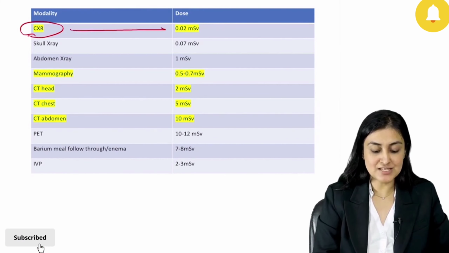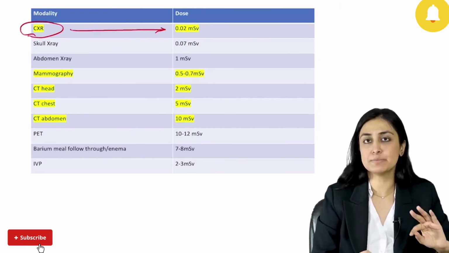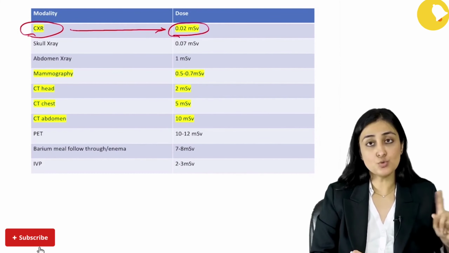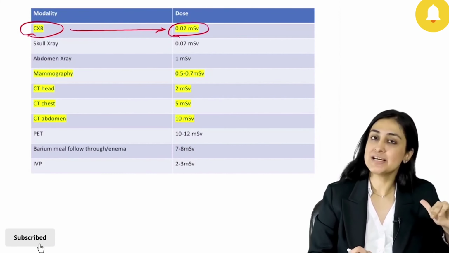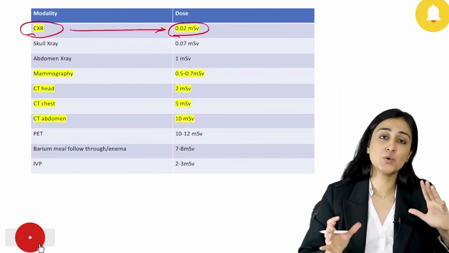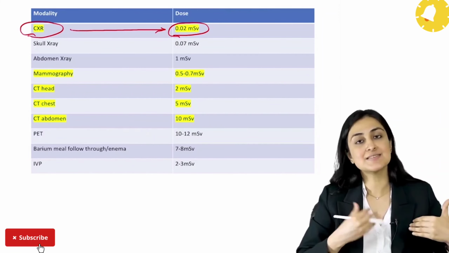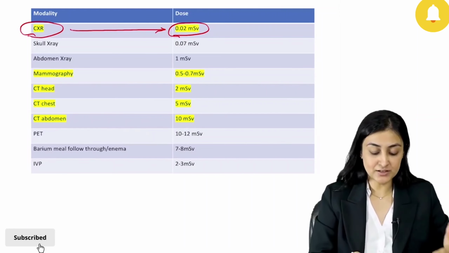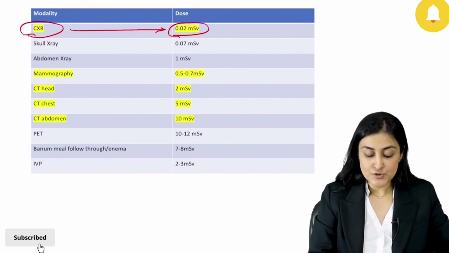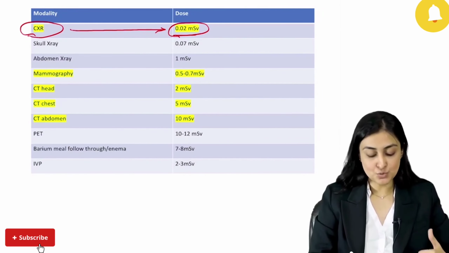What is the radiation of chest X-ray? Is one value that you must memorize, the 0.02 millisieverts. Especially in today's time when there's so much controversy going on in how much radiation a CT has as compared to X-ray, right? So here you have the numbers right in front of you. So chest X-ray 0.02 millisievert.